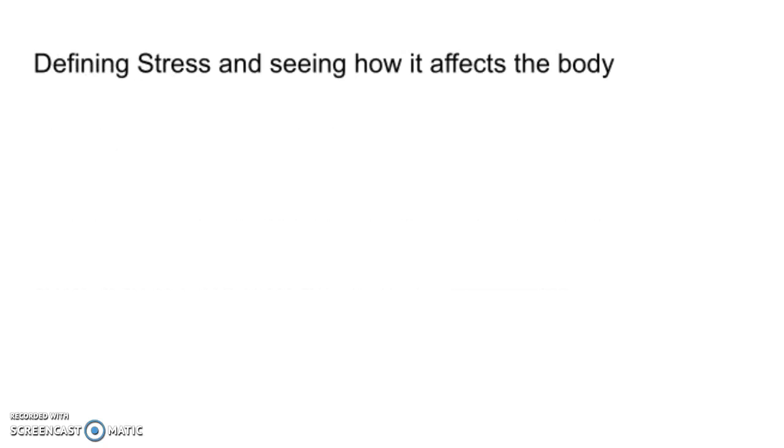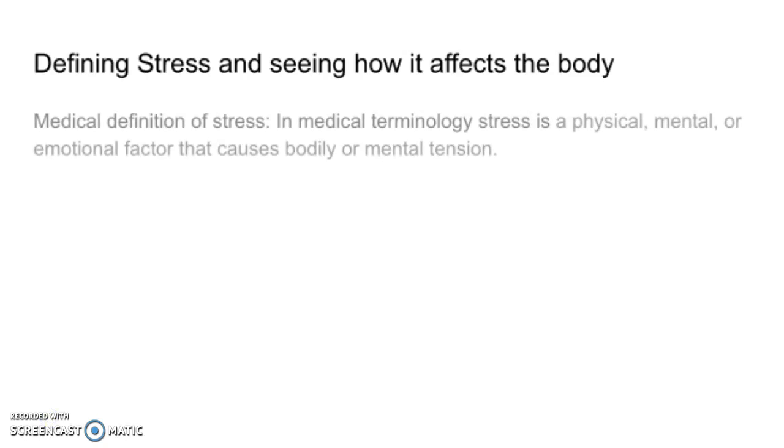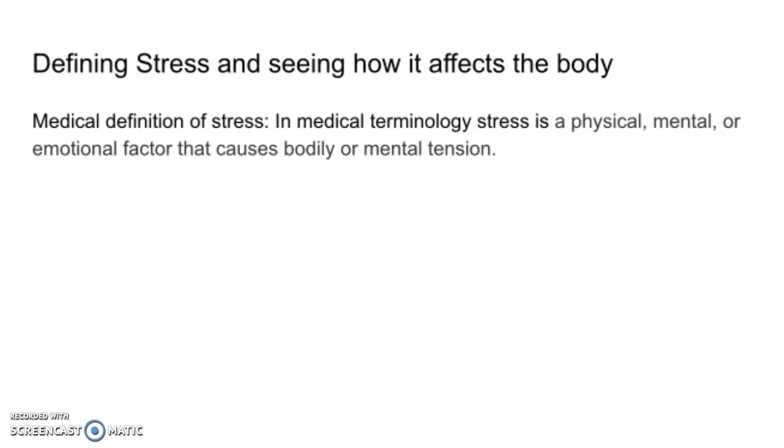Now, defining stress and seeing how it affects the body is very important. The medical definition of stress is a physical, mental, or emotional factor that causes bodily or mental tension. Stresses can be external, meaning from the environment, psychological, or arising from social situations, or internal, meaning they come from illnesses or from a medical procedure. Now that we know the medical definition of stress, we can focus on where in the body stress affects specifically.